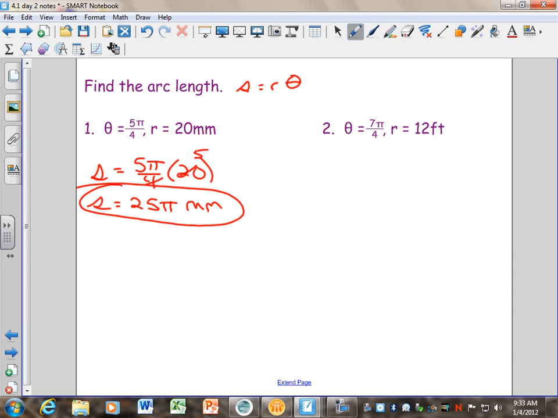Cursive S's in math class so that you don't think they're biased. You don't have to. 21 pi feet. 12-foot radius, that's a pretty big circle. You okay with that? Arc length. Not very exciting.